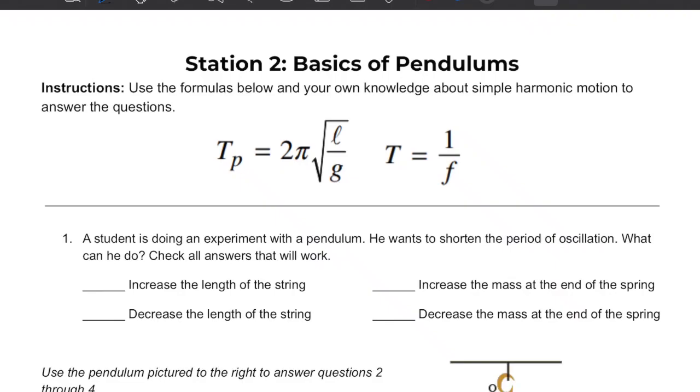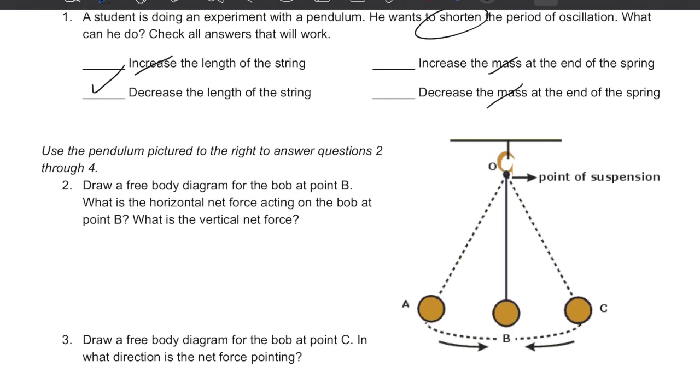Now we're just looking at simple pendulums with the period being 2 pi times the square root of L over g. If we're trying to shorten the period, we can only change the length or gravity. So we don't want to increase the length of the string because that'll make the period longer, and the mass doesn't matter. So decreasing the length of the string will be our method to do that.